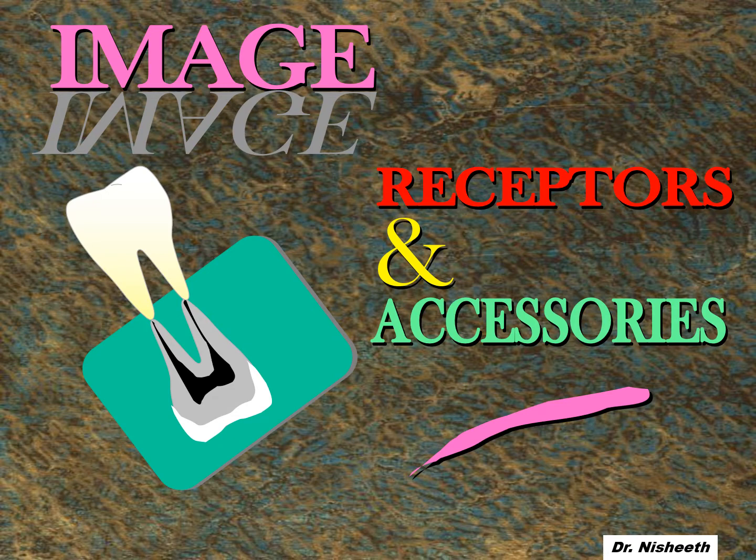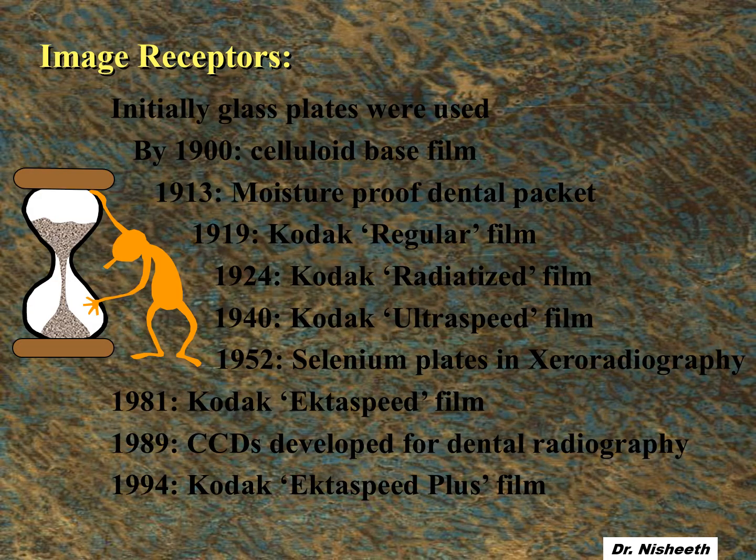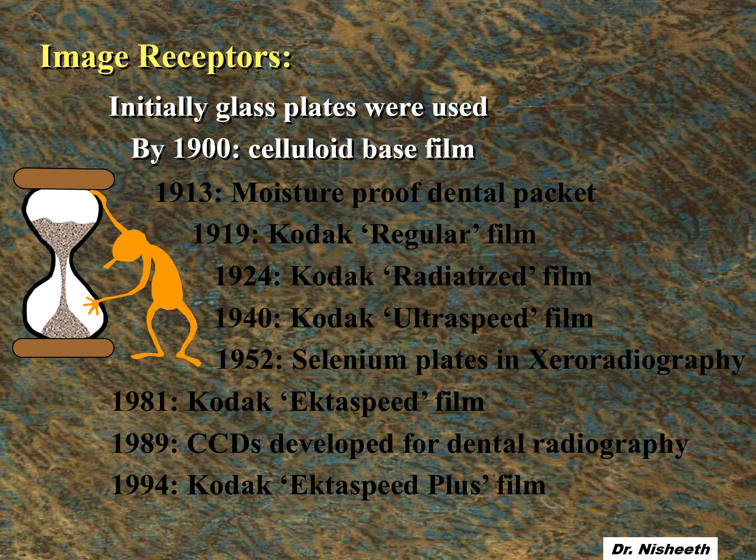The first image receptor, when Roentgen saw the X-ray image, was a fluorescent film. Then gradually things changed and it came to modern day. So let's look into the history. Initially, glass plates were used, coated with photographic material. Then in 1900, celluloid-based films were used.